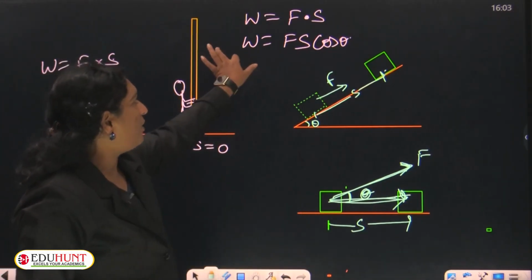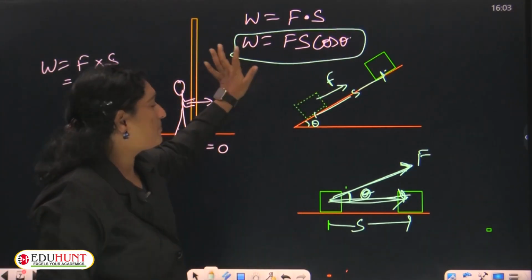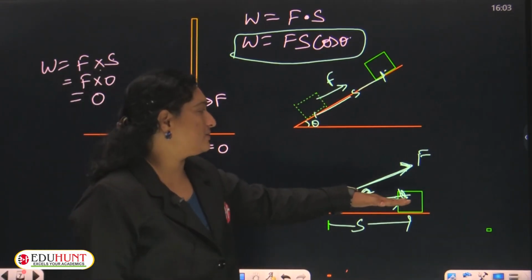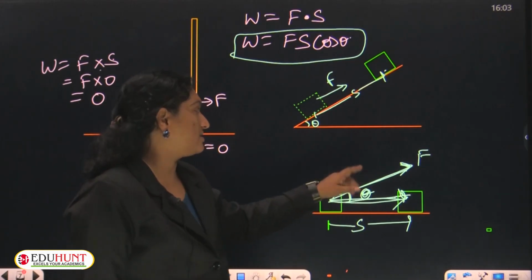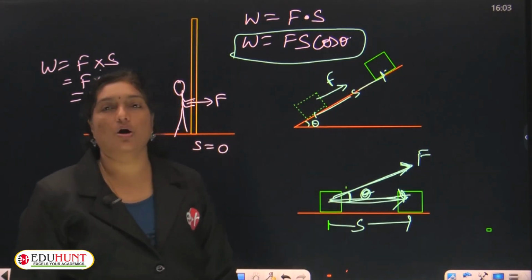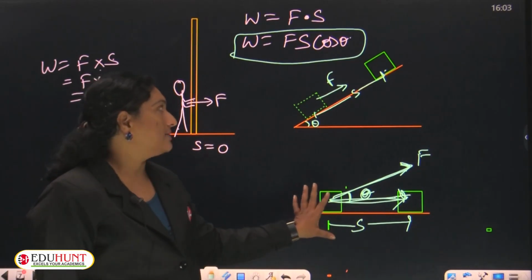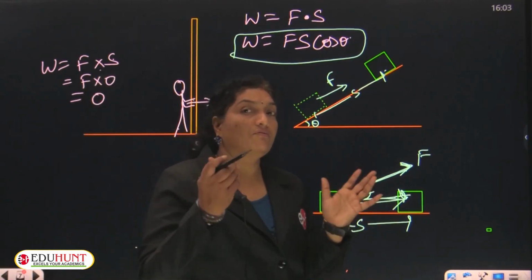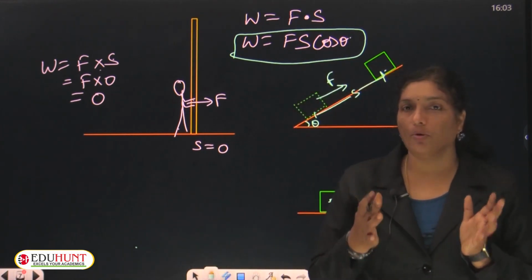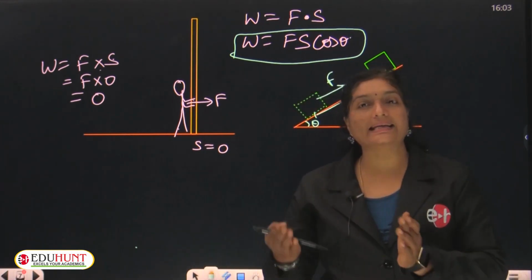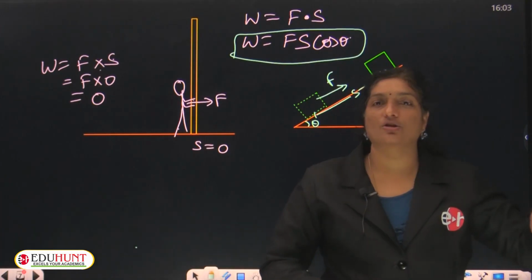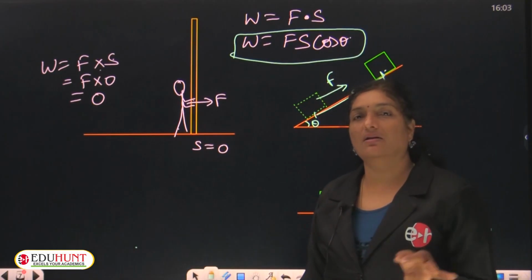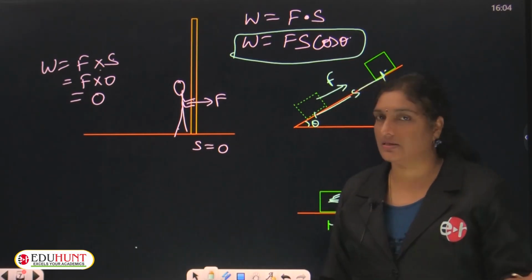In that case, the formula for work done is given as the product of F and S cos theta. This displacement along the force direction is taken as S cos theta. So the answer is F S cos theta. Whenever the force acts on a body making an angle theta with the direction of the displacement, the formula for work done is given as W equals F S cos theta.